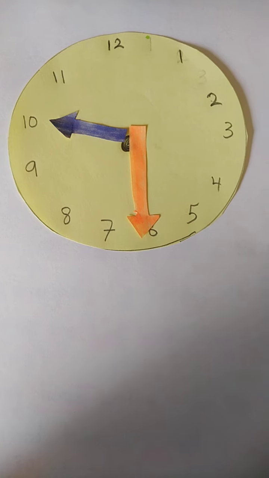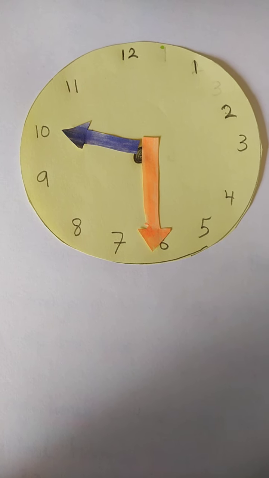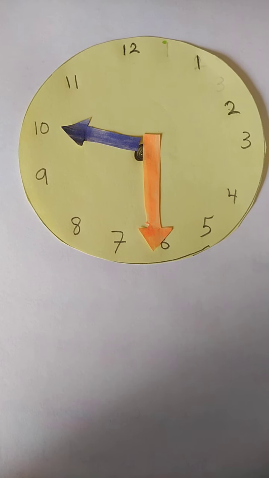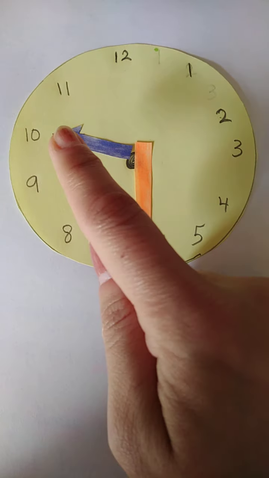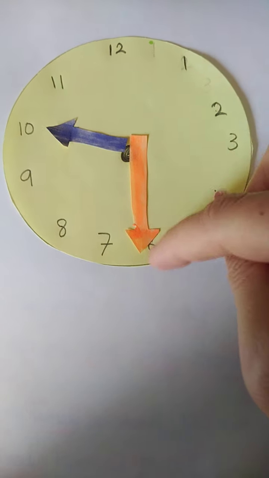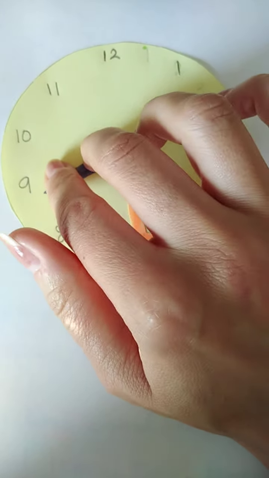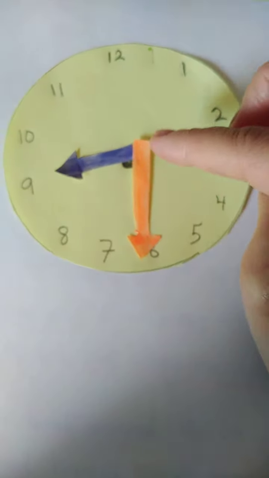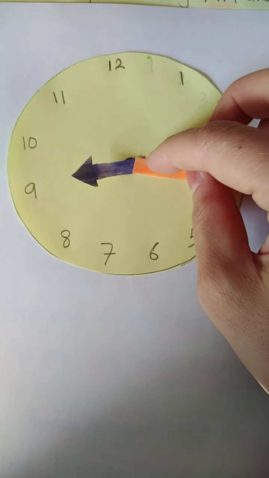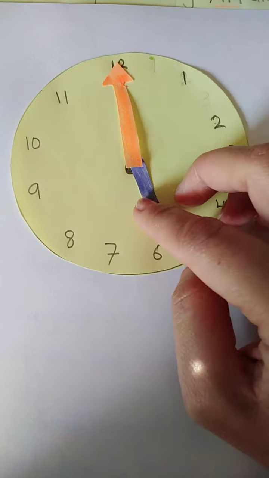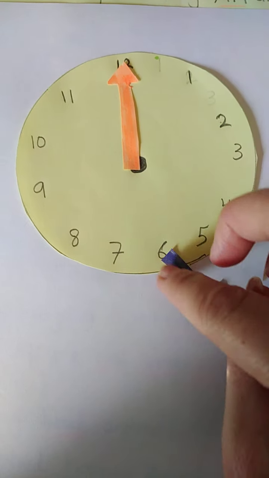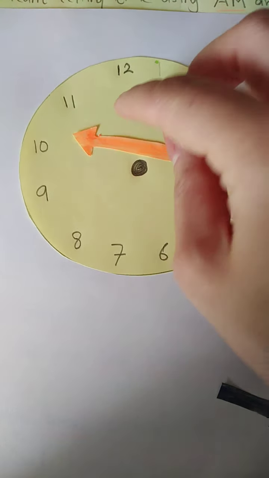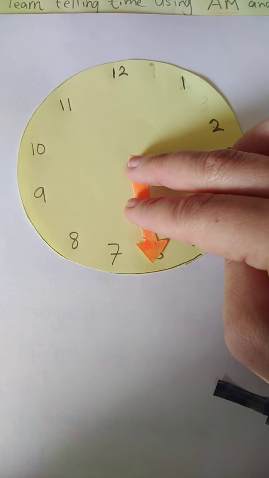Half past means 30 minutes past 10, or 30 minutes past 9. So half past and o'clock. This is o'clock and this is half.